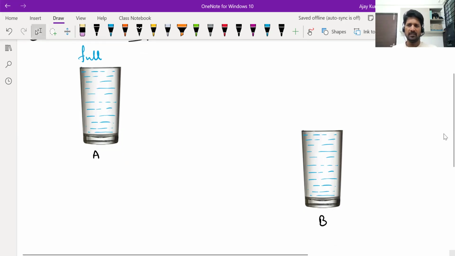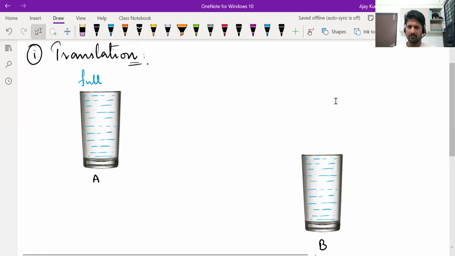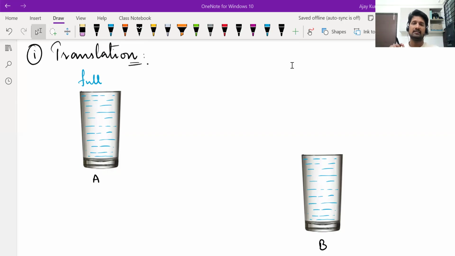How will you move it? I mean, definitely there will be displacement. Will there be rotation of the glass? No, sir. It's a full glass and you want to shift it from position A to position B without spilling water. So can you rotate the glass? You cannot. Fine. So keeping the orientation as it is, you will have to slowly take it to position B. This is what we mean by translation.